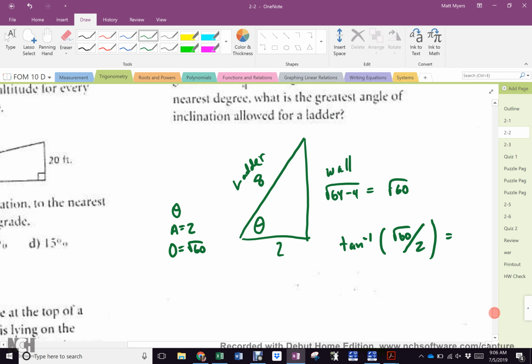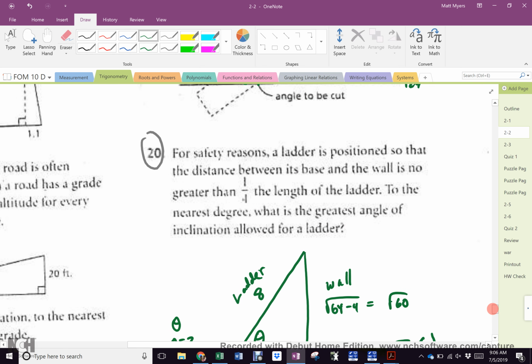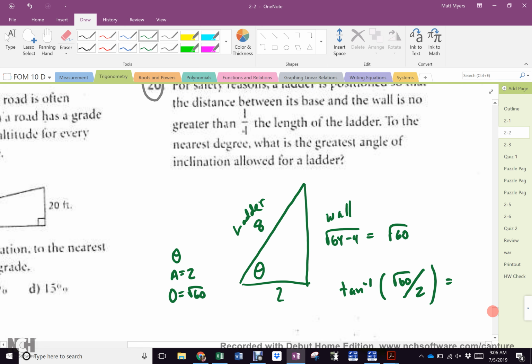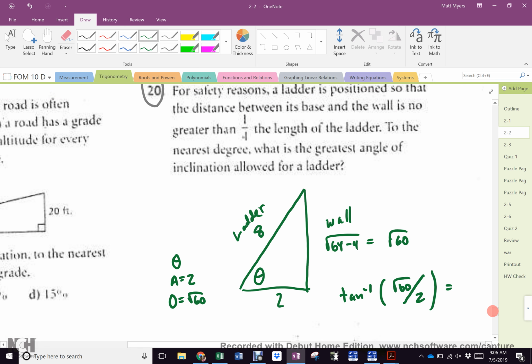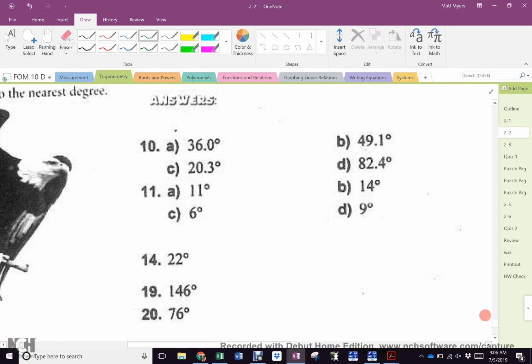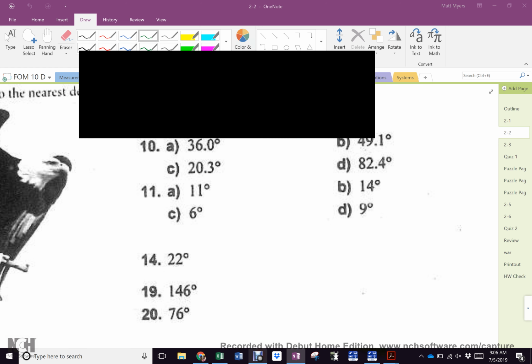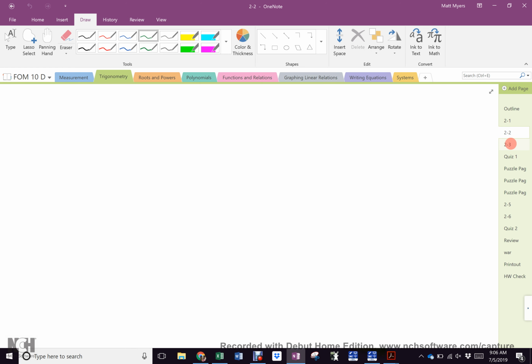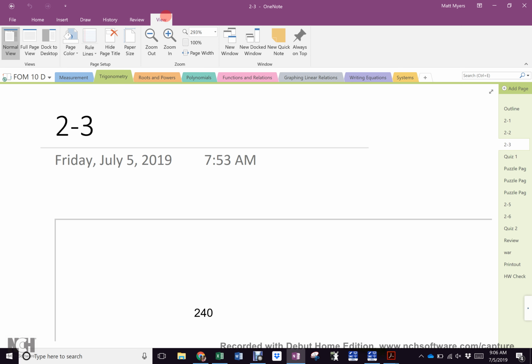And I indeed have, to the nearest degree, 1/4. Yep. I have my right answer. The next page, which is page 240.